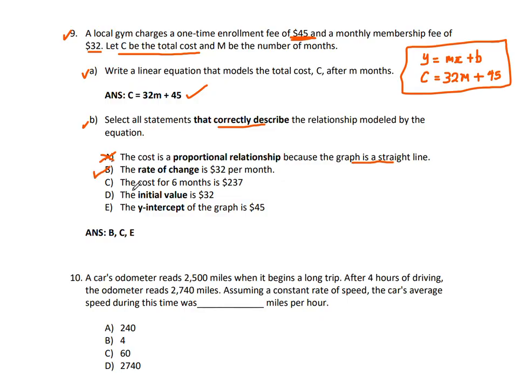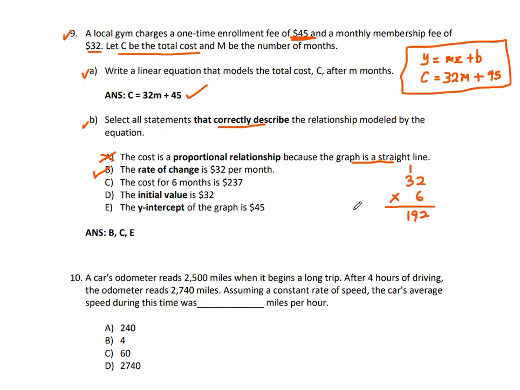That is true. The cost for 6 months is $237. Let's check. We know that the cost per month is $32. So what would be the cost for a total of 6 months? To find the cost for a total of 6 months, we just multiply 32 by 6. 6 twos is going to give us 12. Carry 1, 6 threes 18, and 1 is 19. So this is going to give us 192.